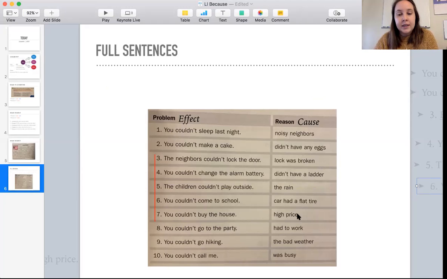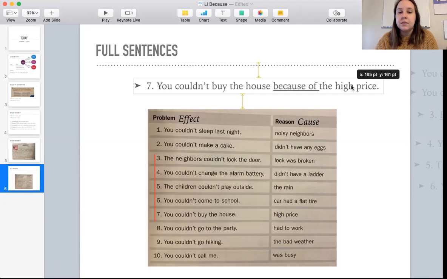And last but not least, number 7, couldn't buy the house. High price is the cause. So our full sentence, you couldn't buy the house because of the high price. So it's just a noun, so we use because of.